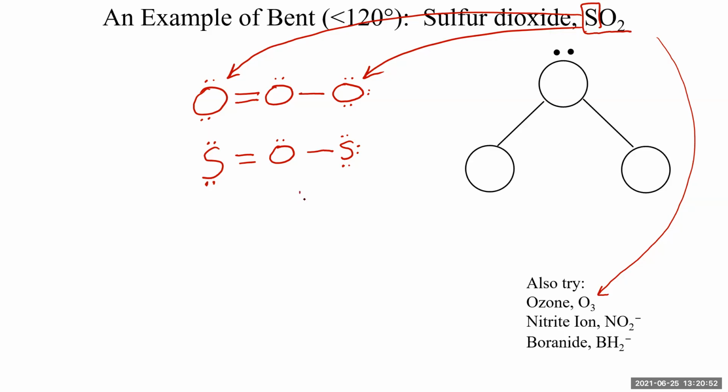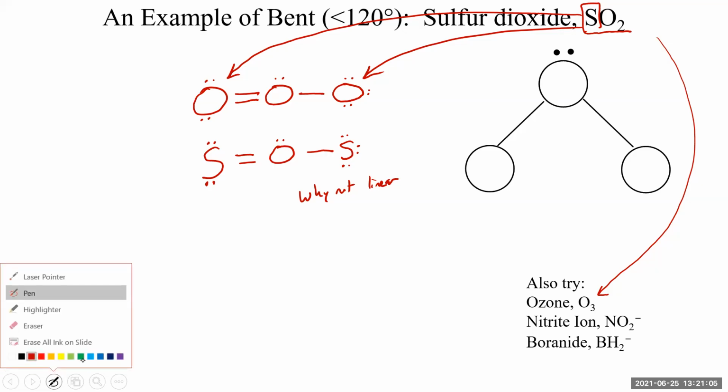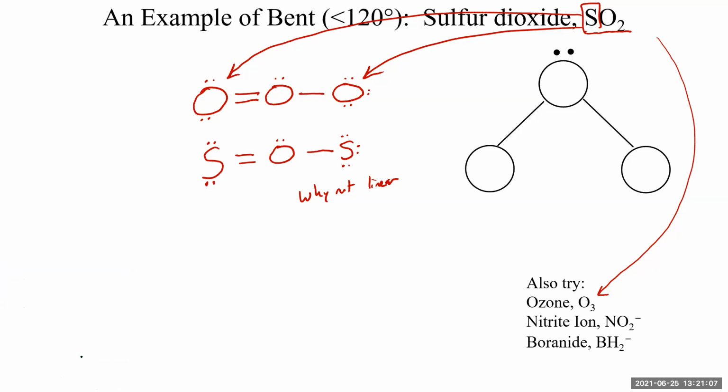Why not linear? It looks like a linear molecule. I just drew it as a linear molecule. This is a perfectly valid Lewis dot structure. Why not linear? Because you're ignoring the fact that, well, not you, I just mean in general, anybody who draws this linear is ignoring the fact that these lone pairs are repelling. In essence, you've got these bonding pairs right up against the lone pairs. That's too close for comfort.